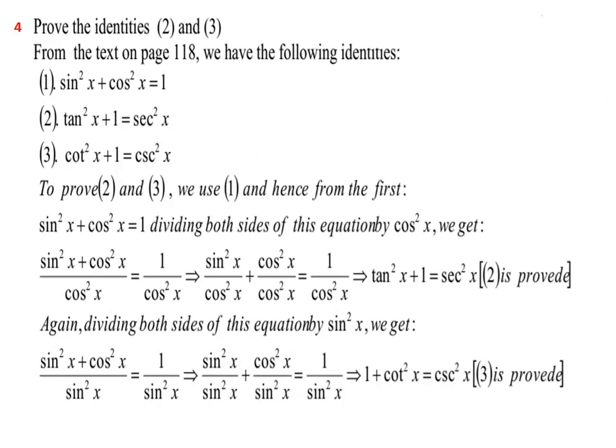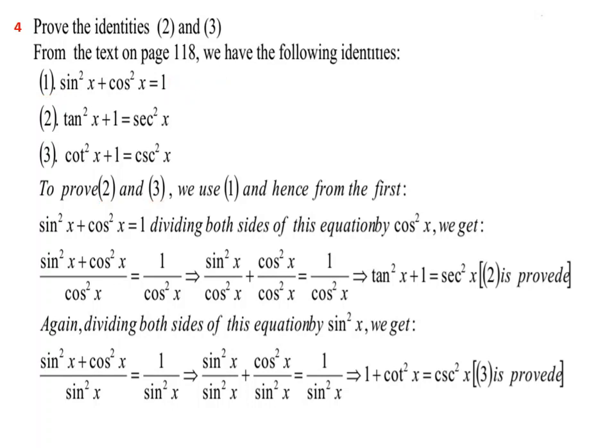Number 4. Prove the identities 2 and 3 from the given identities. Identity number 1 is sin square x plus cos square x is equal to 1, identity 2 is tan square x plus 1 is equal to sec square x, and identity number 3 is cot square x plus 1 is equal to cosec square x. Now here we need to prove identity number 2 and number 3. To prove these, we use identity number 1, that is sin square x plus cos square x is equal to 1.